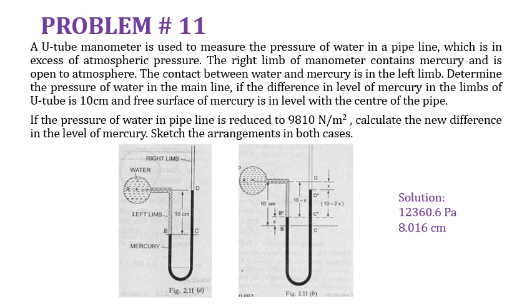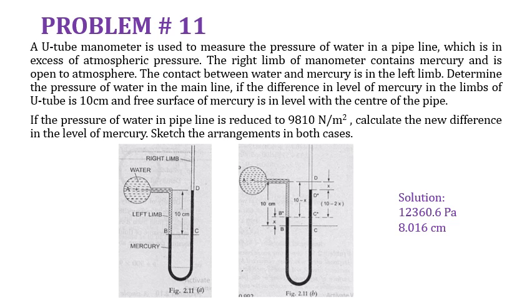So I'll repeat once again. As the pressure at point A is reduced, the pressure inside the pipe has reduced. So the mercury level, which was initially at D, will go down to D star. And in the left limb, the mercury level will be raised, and it will go from B to B star.